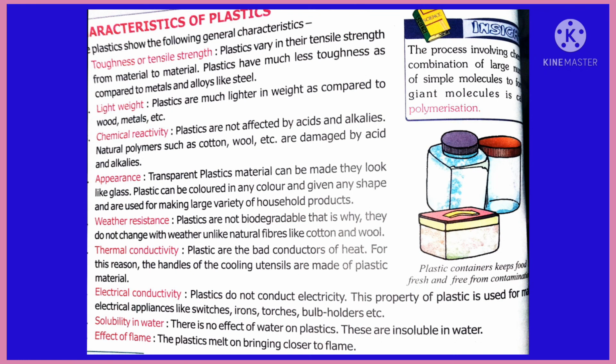Now we are going to learn some characteristic features of plastics. As compared to metal, plastics have less tensile strength. They can be broken with less effort. Plastics are lighter in weight and do not react with acids and alkalis. Plastics can be of any color and any shape. They are non-biodegradable materials. They are bad conductors of heat and electricity. Plastics are insoluble in water and they melt on heating. These are the properties of plastics.